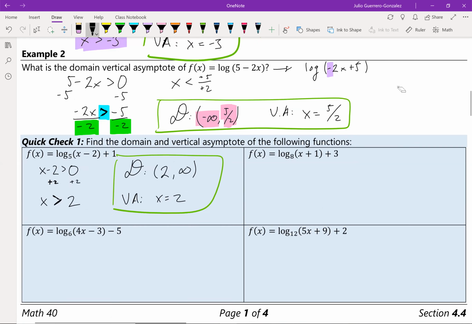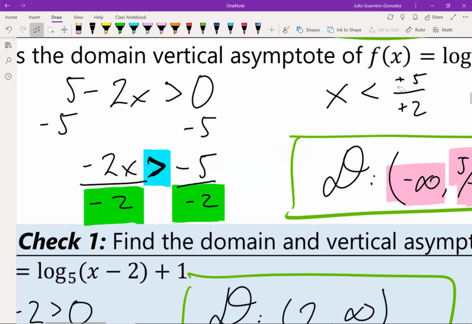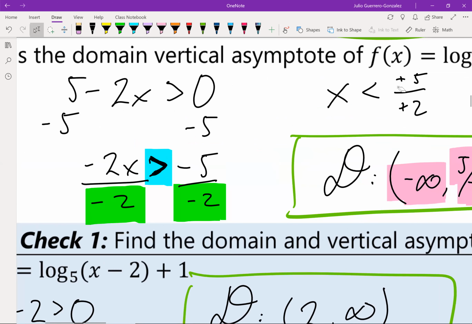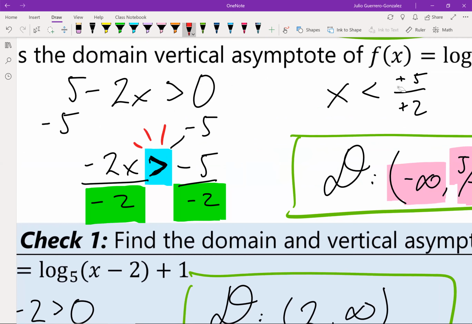So let me go back up here. This flipping right here only happens when you divide by a negative. Okay. Only when you divide by a negative. Everything else, you keep it the same direction. Okay, that's easy to remember. Yeah.